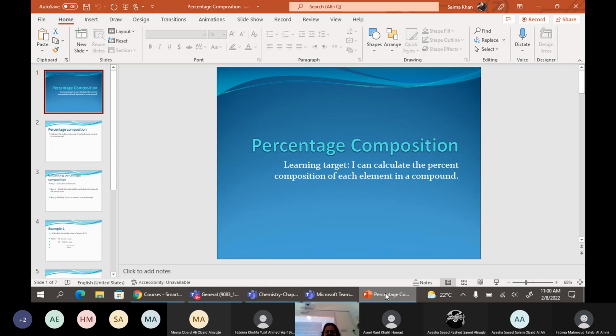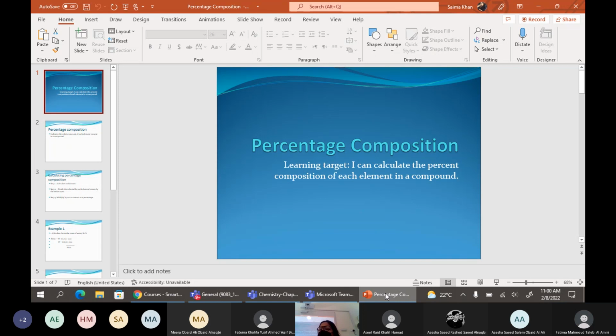Fatma, can you read the learning target, please? Fatma Mahmoud. Percentage composition. Learning target. I can calculate the percent composition of each element in a compound.